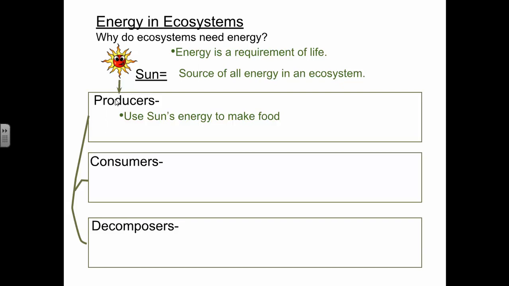Does anyone remember another word for a producer? It means self-feeding. Jenna? Autotroph? Yeah, good. Autotroph. Producers are also called autotrophs. Auto means self, troph means food. So we have our producers in an ecosystem, and then we have usually consumers.